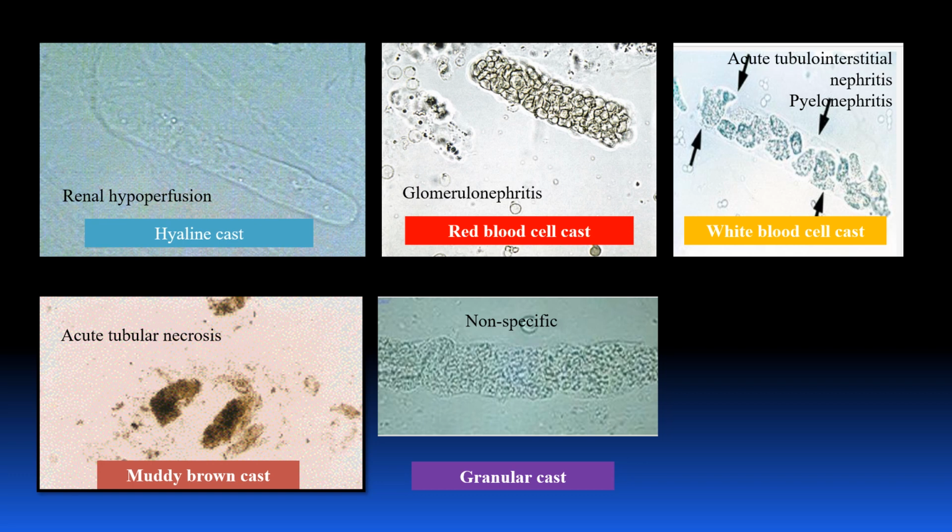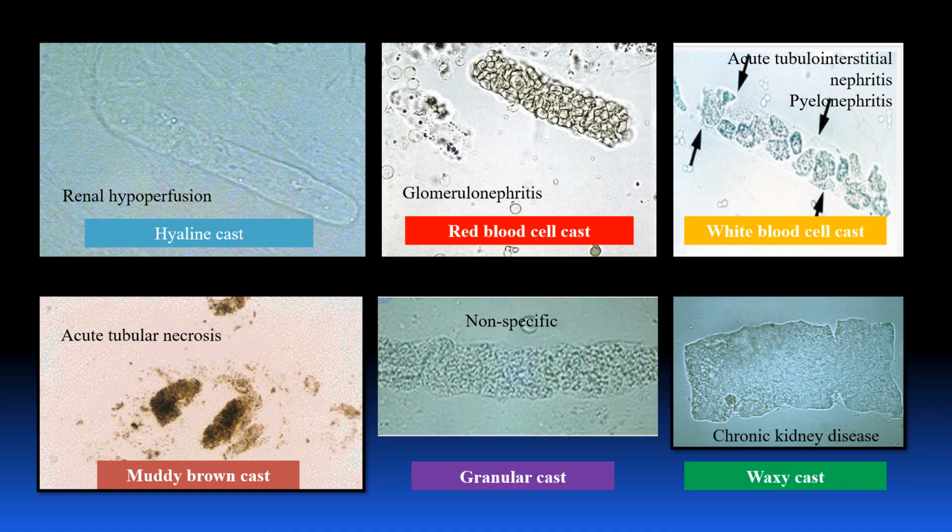Granular casts are nonspecific. They are degenerated cells of unknown origin. They could come from dead renal tubular epithelial cells or degenerated red or white blood cells. Waxy casts suggest chronic kidney disease with low urine flow.